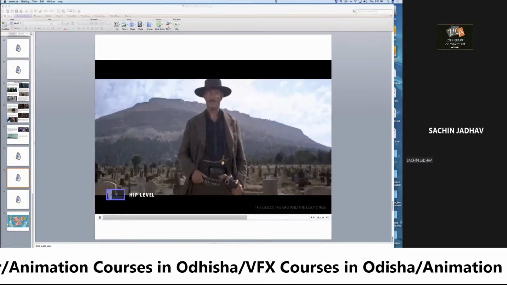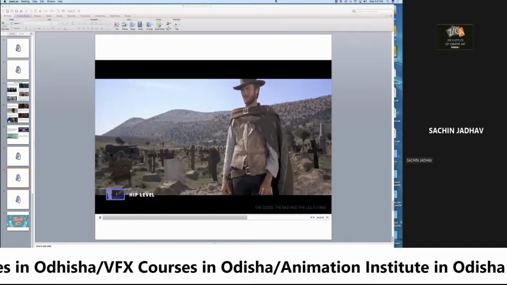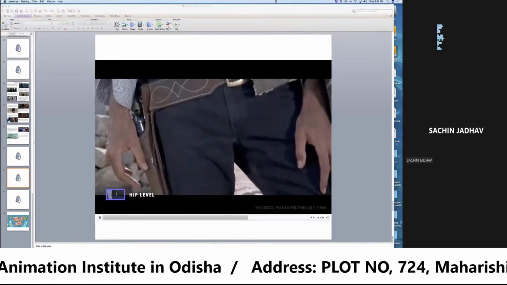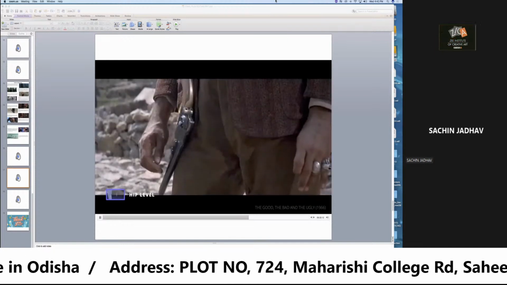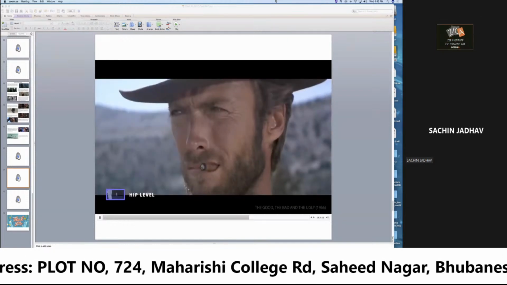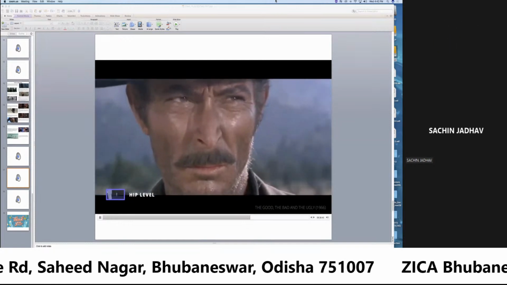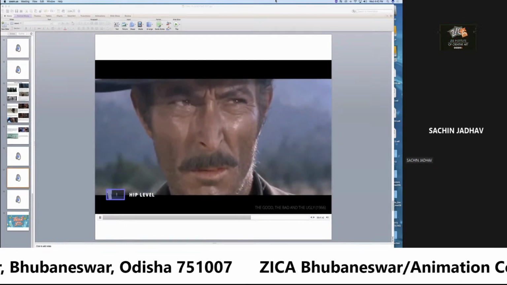Let's look at Sergio Leone's The Good, the Bad, and the Ugly. Leone jumps between various hip-level holster shots and eye-level extreme close-ups to create an iconic sequence that is as exciting as it is tense.